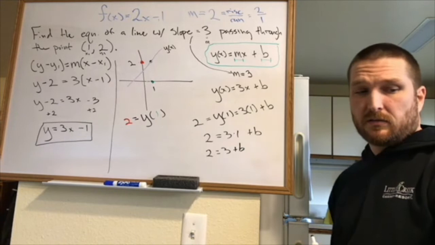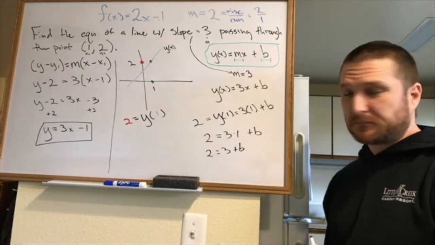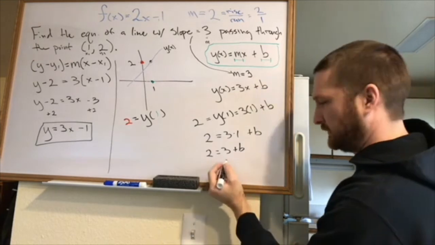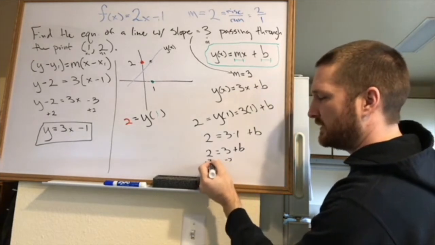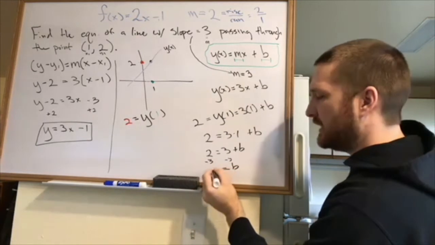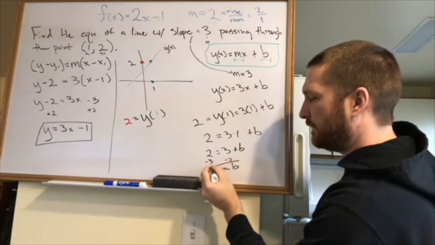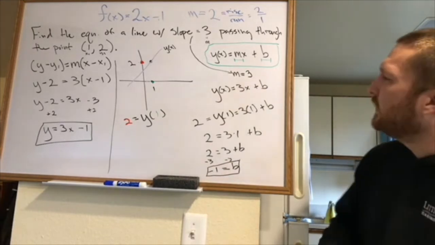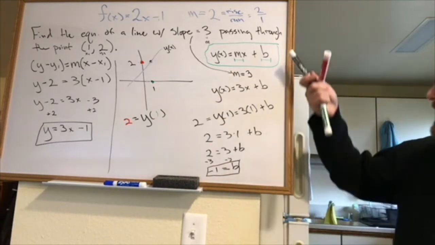How do I solve for b? What's the last step here? Subtract 3. Subtract 3 from both sides. And I get that b is equal to -1. Okay, and so now that's the other part of the thing.